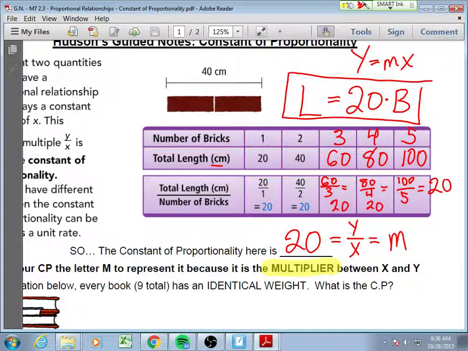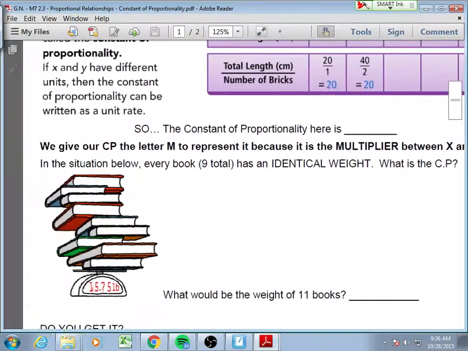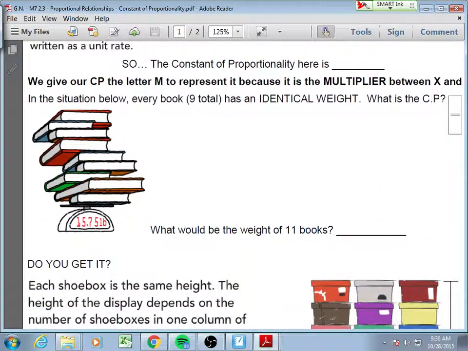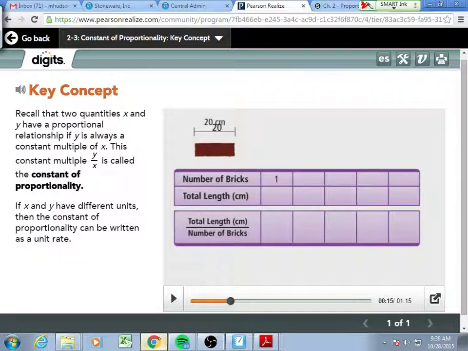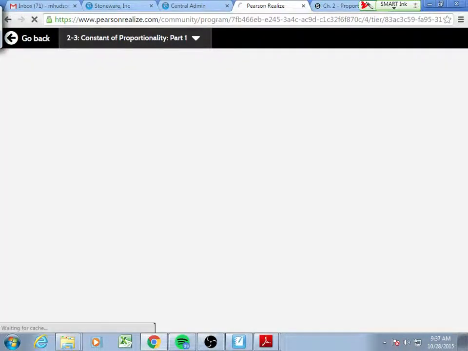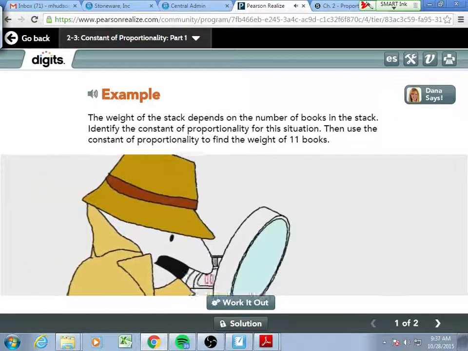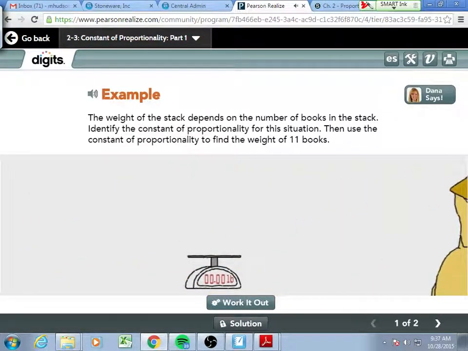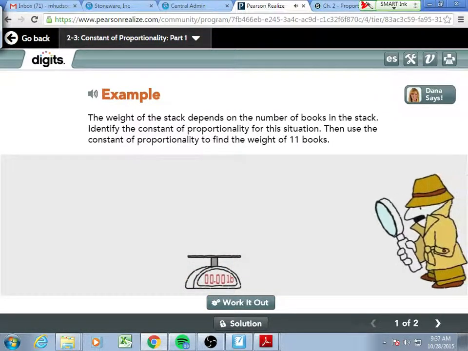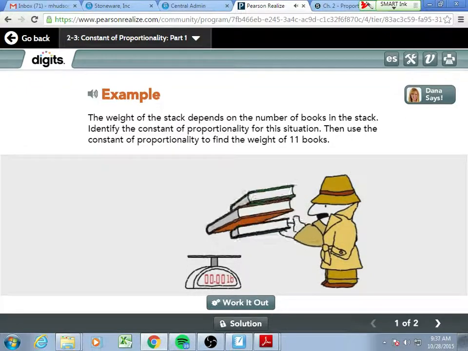All right, so let's look at these books. So we've got a stack of books, and I will let the video for this play because it is useful to see. So we start weighing our books. Check this out. We throw 3 books on the scale.